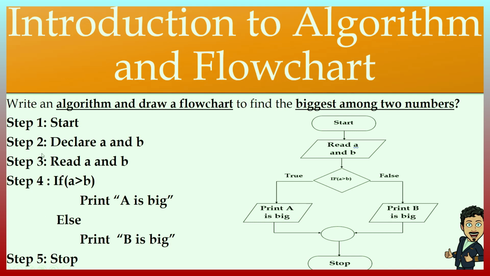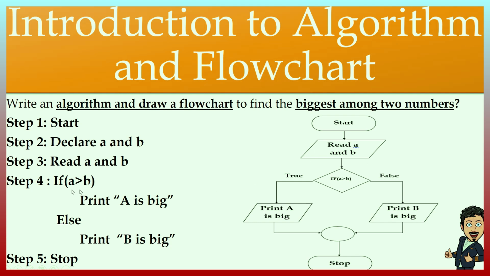Okay, now we'll convert this algorithm into a flowchart. So what is the symbol you want to use for start? Oval. Okay. Step 2, I'm going to skip. Step 3, read A and B. You want to get the values. For read and print, you want to use a parallelogram. Yes, read A and B.